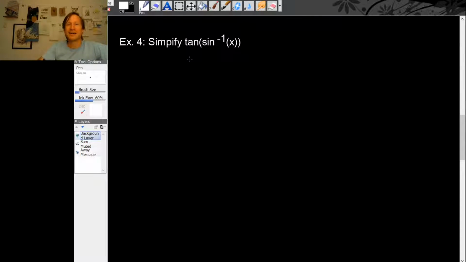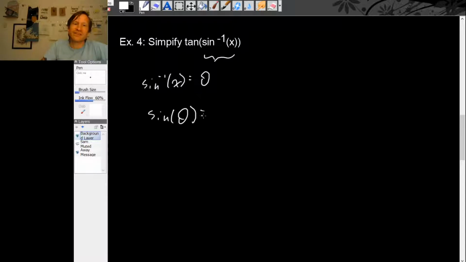One more example. Let's simplify tangent of inverse sine of x. So again, this inverse trig function produces an angle. So let's call inverse sine of x, we're going to call that theta. And that means that sine of theta is x.